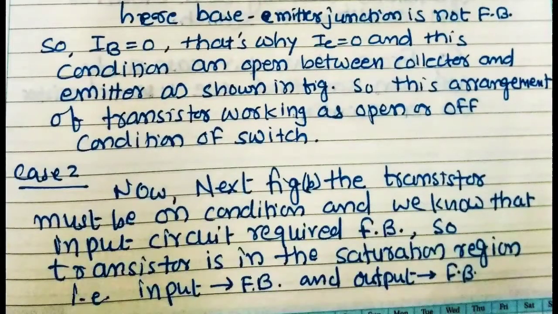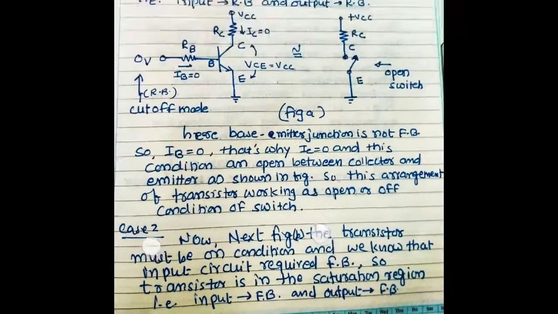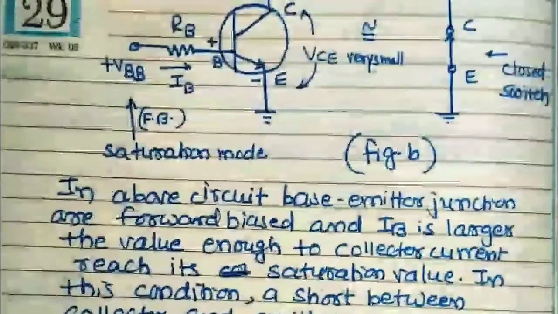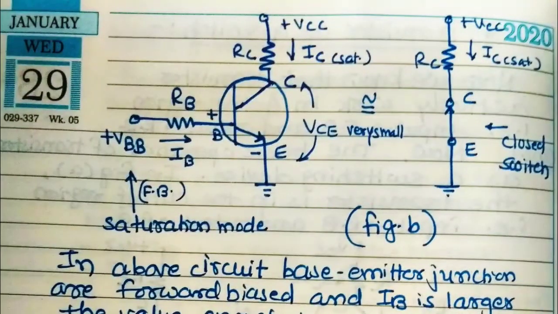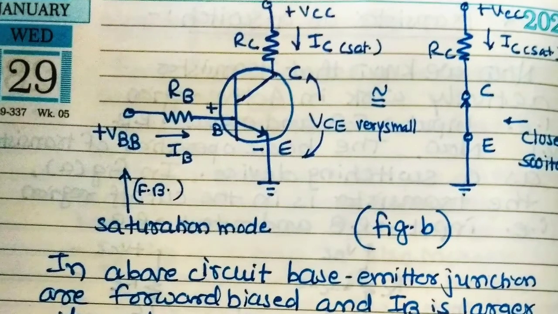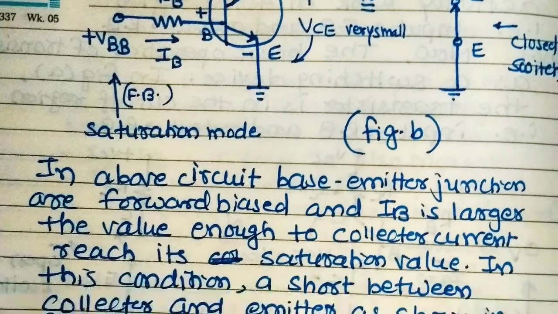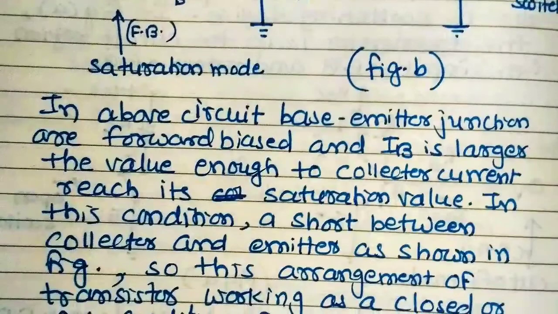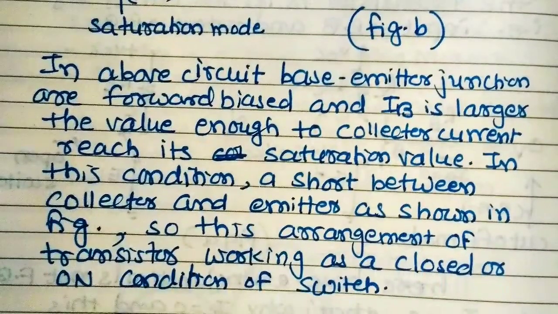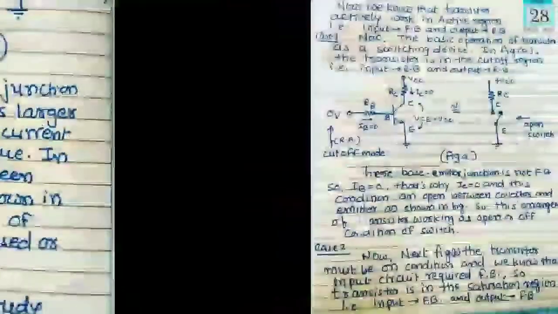Now in case 2 we are using the saturation stage. Saturation means both junctions are connected in forward bias mode. So the transistor is forward biased on both sides, and the input is connected with the VBB supply. That's why the IB current flows, so IC flows as well in saturation. Forward bias IB is larger, so the value of the collector current is also high. In this condition, the collector-emitter is shorted, as shown in the circuit.